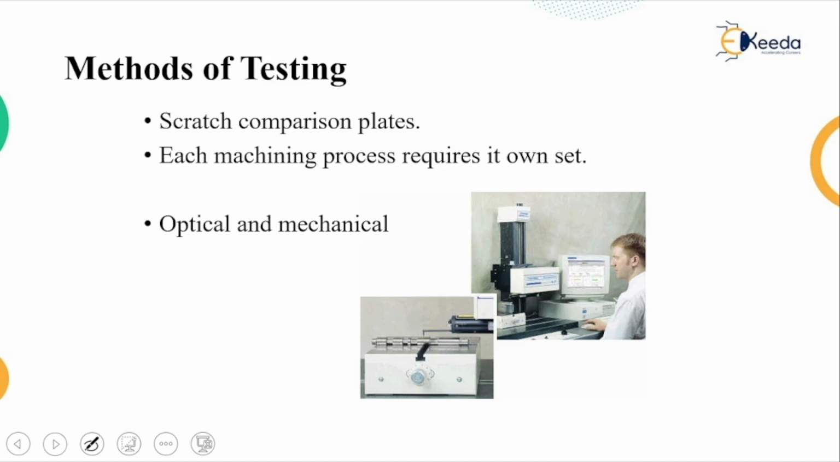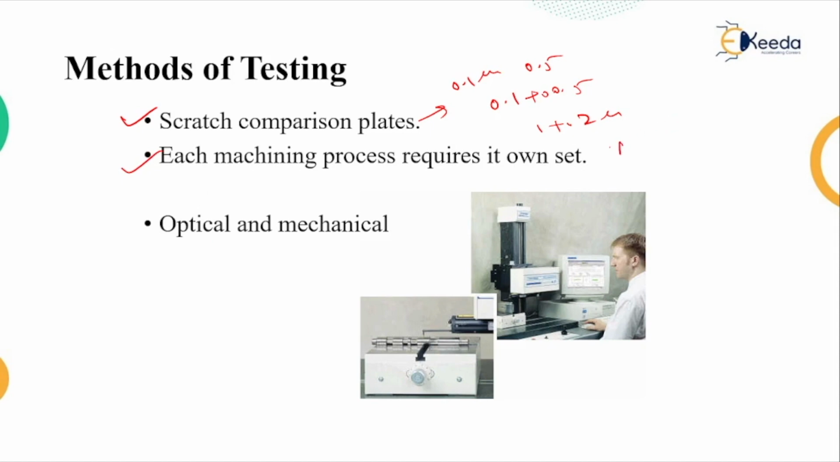Methods of testing. First, the scratch comparison plates. There will be a lot of plates with different surface roughness values, let's say 0.1 micron, 0.5 micron, or some range like 0.1 to 0.5 micron, 1 to 2 micron. So different plates will be there, and these plates will be used to compare the machined workpiece surface for finding the surface finish.